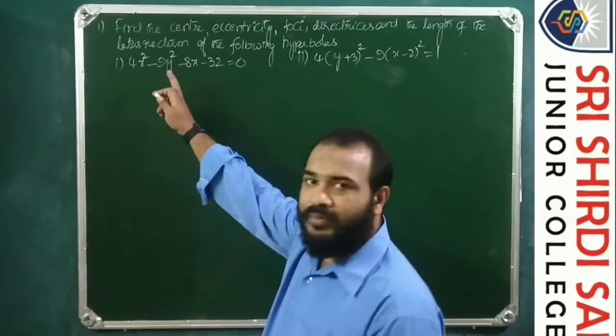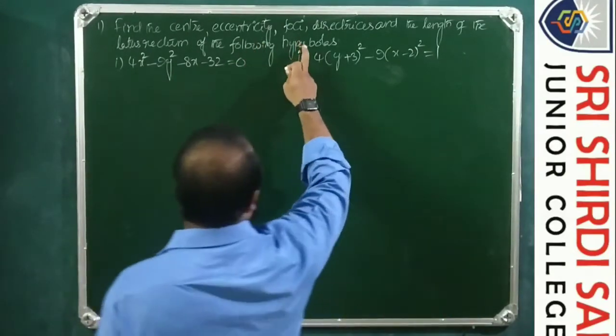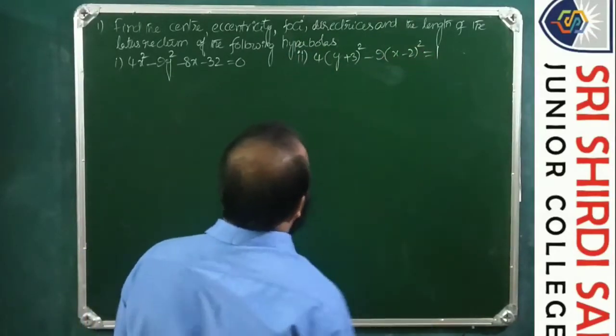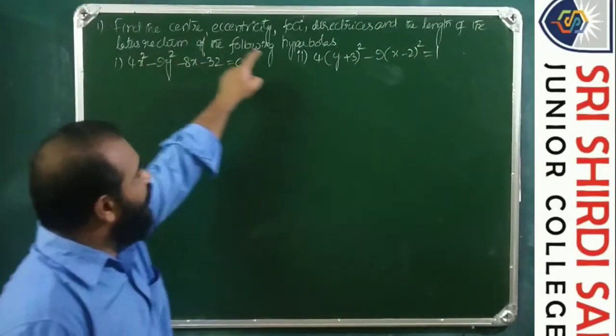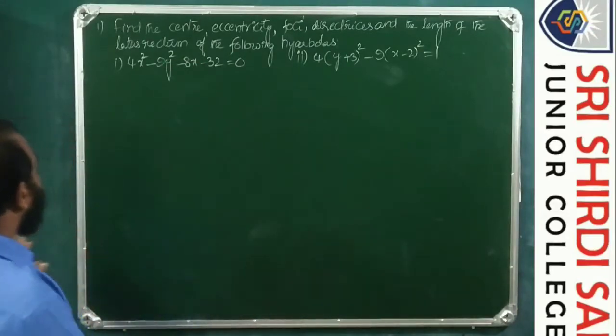So, this is example number 1. Find the center, eccentricity, foci, directrices and the length of the latus rectum of the following hyperbolas. These are the 2 hyperbolas that are given.